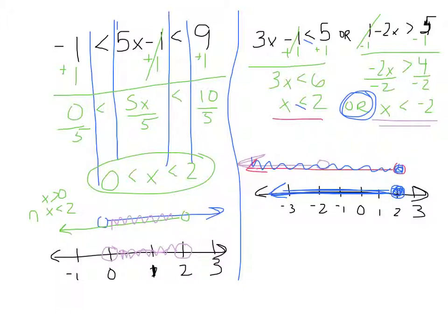Okay, and then I would summarize my answer. Here my answer would get summarized as 0 is less than x, which is less than 2, the most simplified way of writing it. Over here on the right, I would write that x is going to be less than 2.